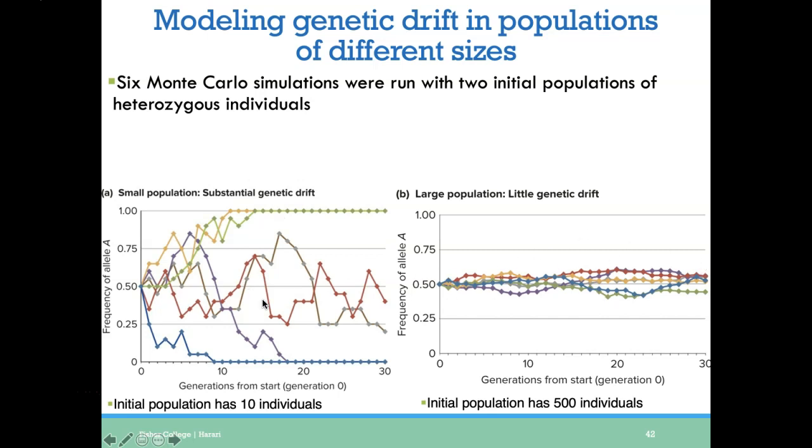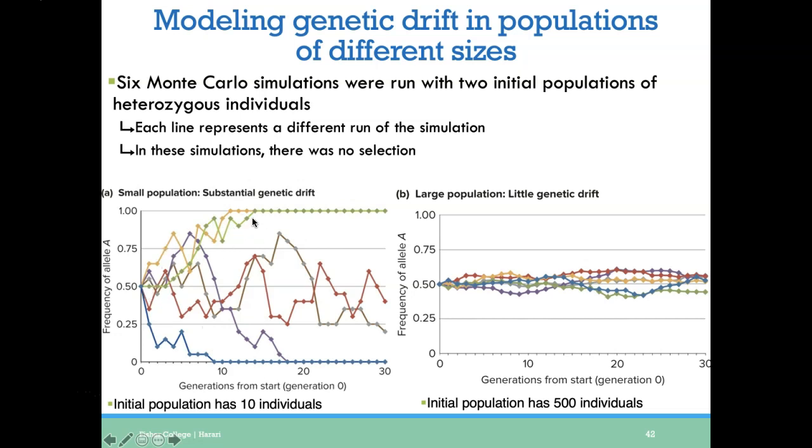So 6 different Monte Carlo simulations were done with 2 initial populations of heterozygous individuals. You start off with a frequency of big A of 0.5 here. And this initial population has 10 individuals over here. The computer will pick the chances of each big A, little a individual mating with the other. Each color on the graph represents a different run of the simulation. And in a small population of only 10 individuals, you can see how many possibilities you can have.